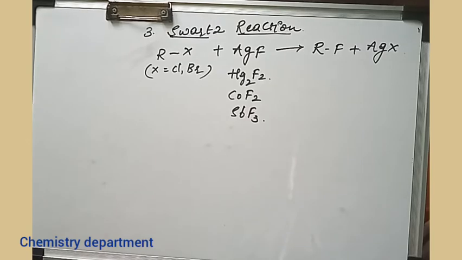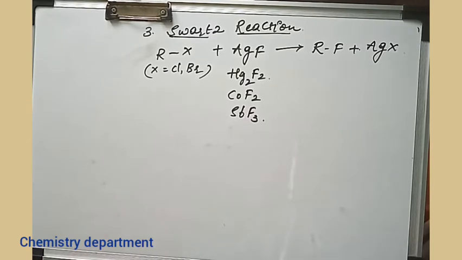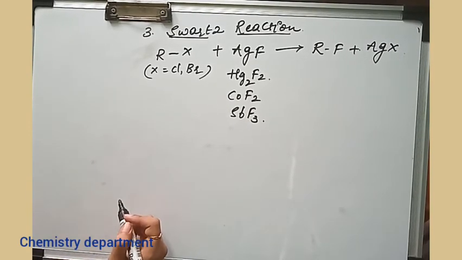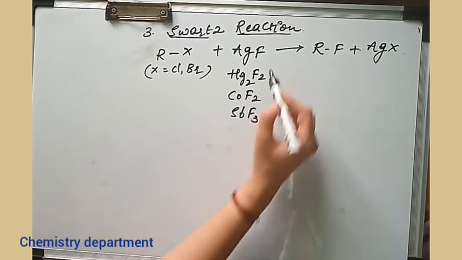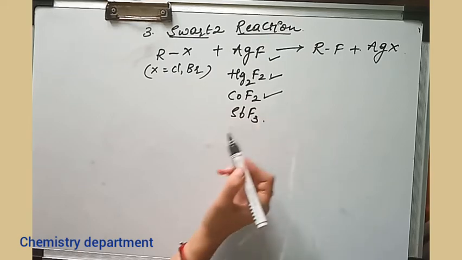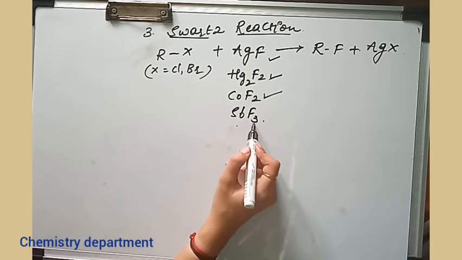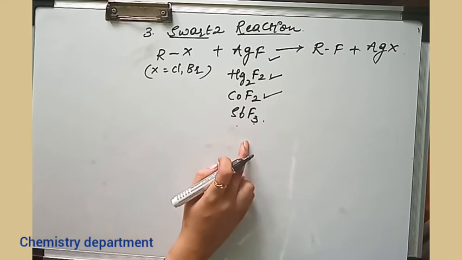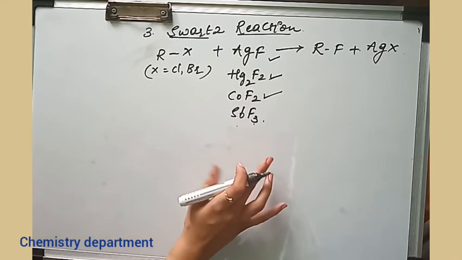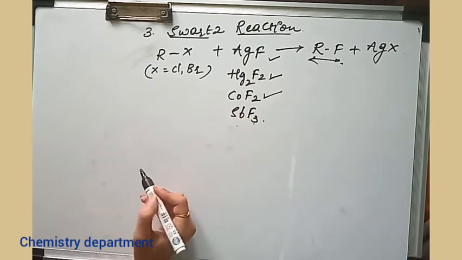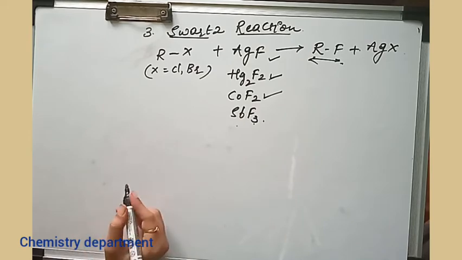The next reaction in the halide exchange type is Schwarz reaction. Whenever alkyl halides are reacted with metallic fluorides like silver fluoride, mercurous fluoride, cobalt fluoride or antimony trifluorides, what happens when we use these fluoride sources is, here also the exchange of halides takes place. So respective alkyl fluorides will be formed along with the formation of AgX.